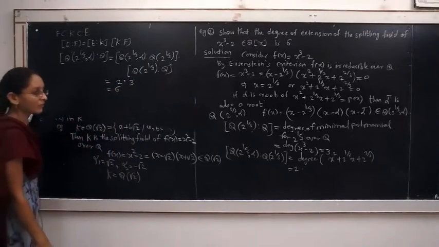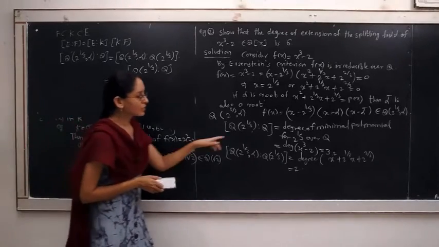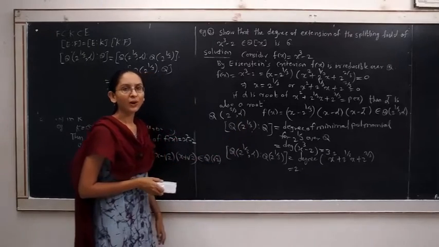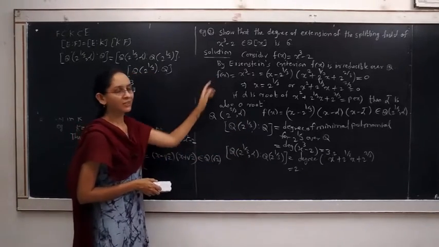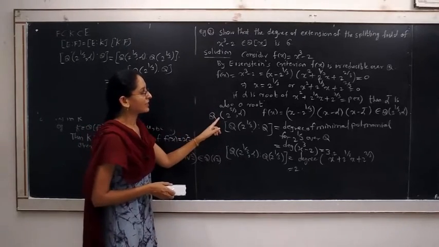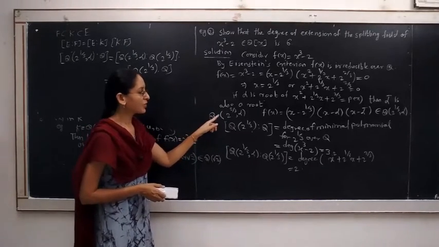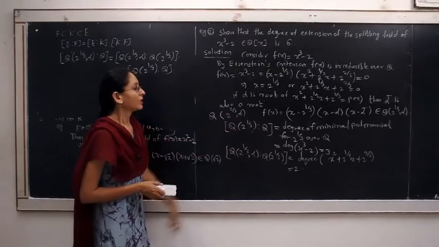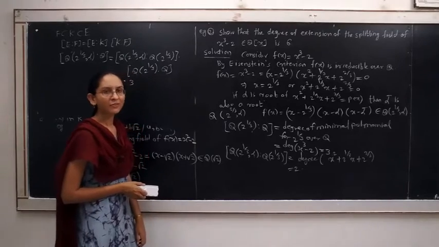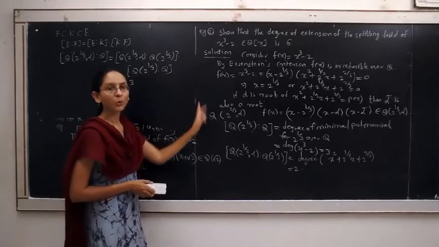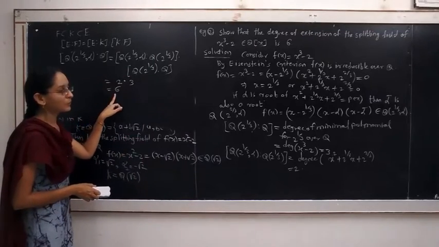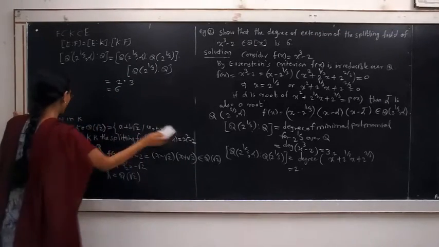Hence, the field Q joining 2 raised to 1/3 and alpha consists of all the roots of the polynomial f(x). Also, f(x) factors into linear factors over this field Q joining 2 raised to 1/3 and alpha. Therefore, this field Q joining 2 raised to 1/3 and alpha is a splitting field for the polynomial f(x) over Q, and its degree of extension over Q is given by 6.